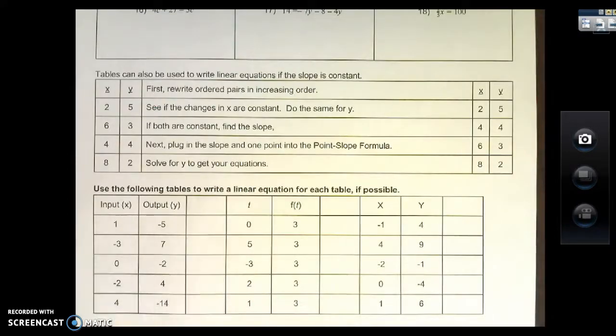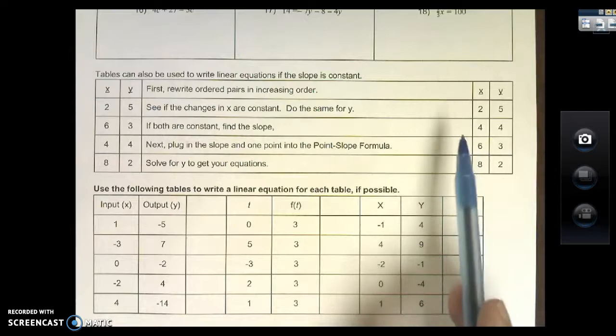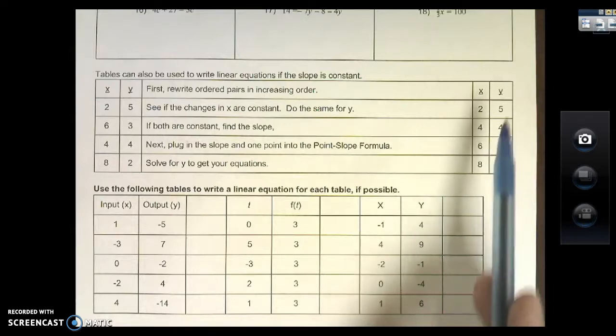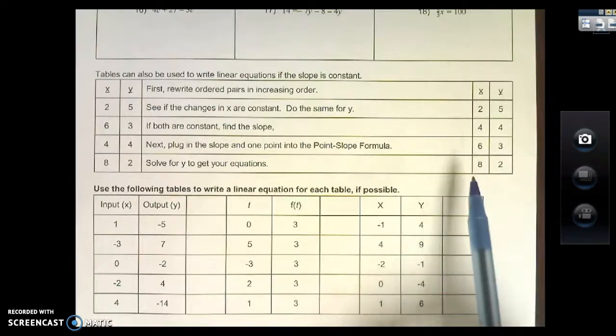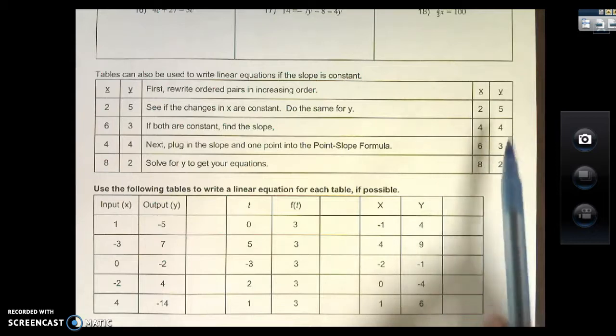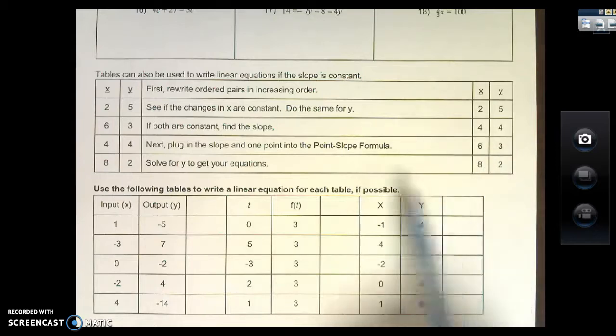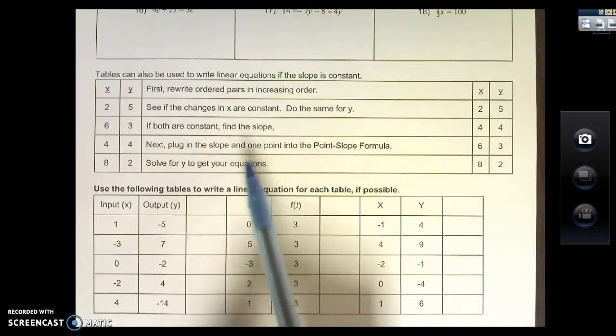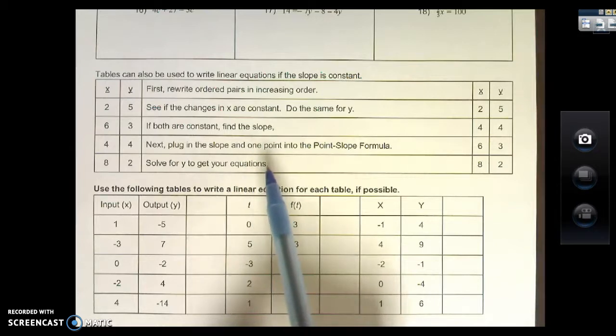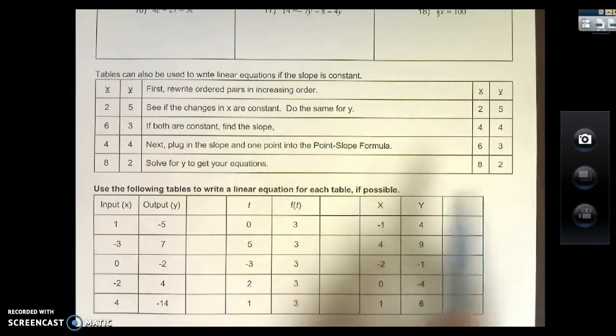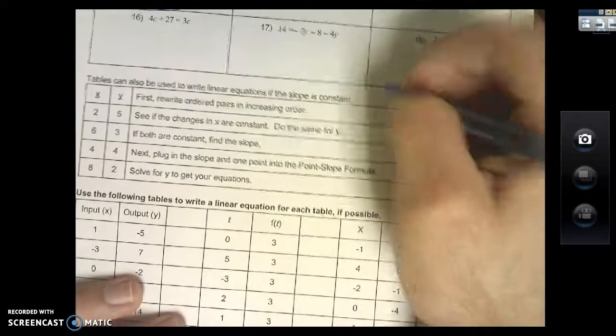That allows you to analyze a little bit more, to see if the change in X is constant, and do the same for Y. So as X goes up 2, Y goes down 1. As X goes up 2, from 4 to 6, Y is going down 1. So here we see the change is constant. Next, plug in the slope and one point in the point slope formula. So in this case, we could use this formula.